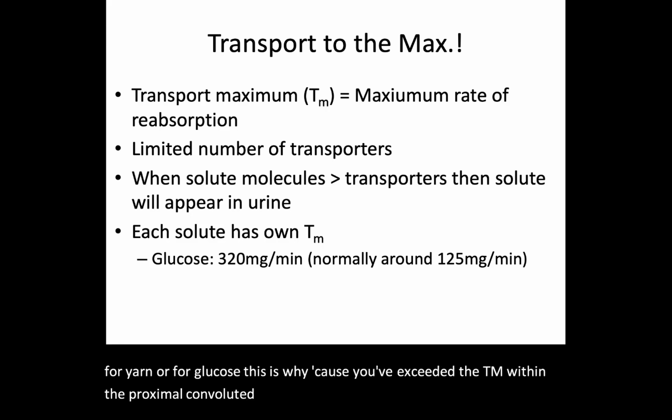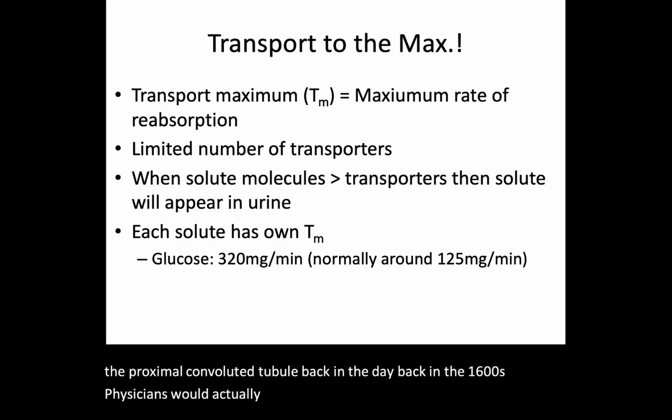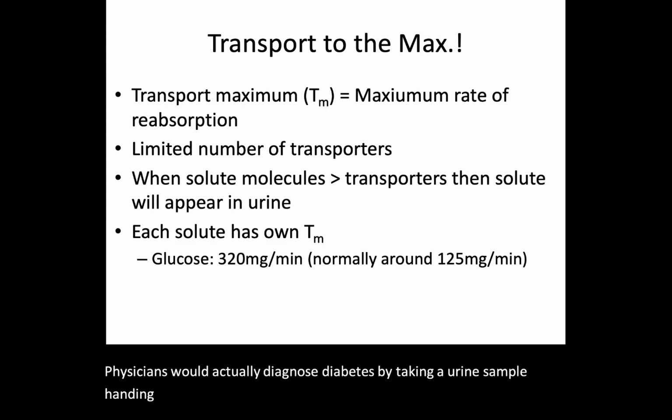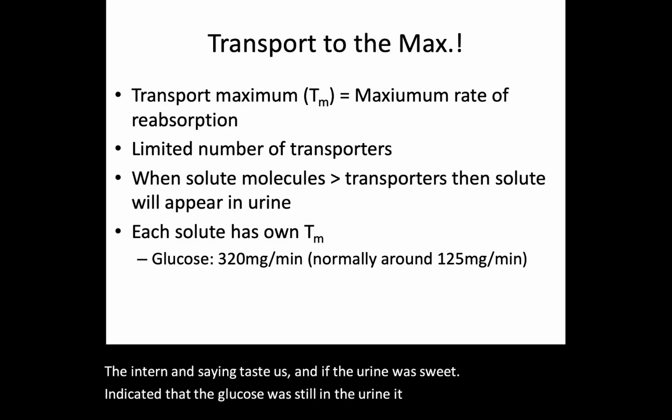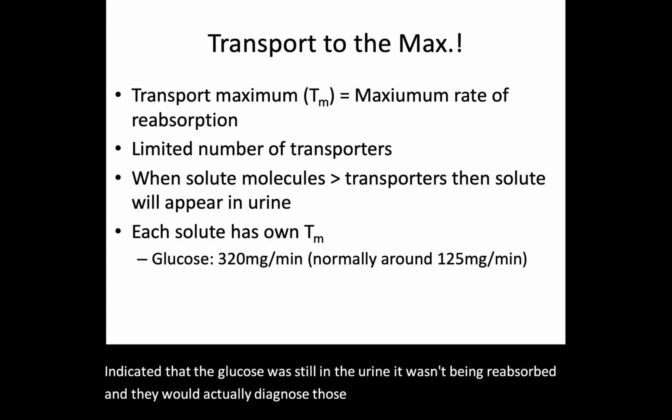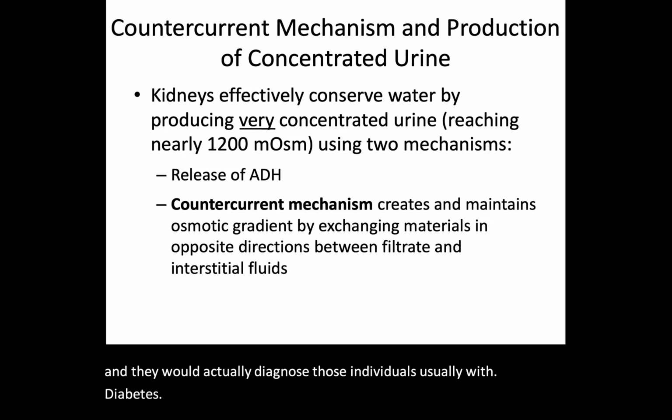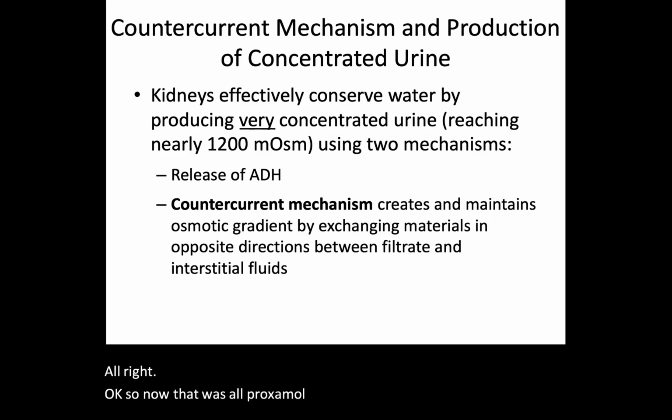Back in the day, back in the 1600s, physicians would actually diagnose diabetes by taking a urine sample, handing it off to the intern, and saying, "Taste this." And if the urine was sweet, it indicated that the glucose was still in the urine and wasn't being reabsorbed, and they would actually diagnose those individuals, usually with diabetes. All right. Okay, so now, that was all proximal convoluted tubule. Aren't you glad we're doing this? All right.